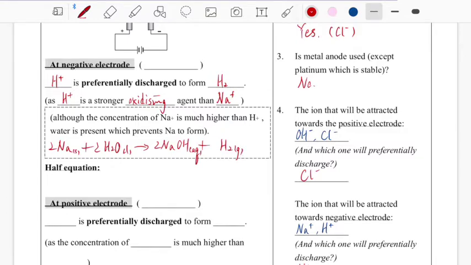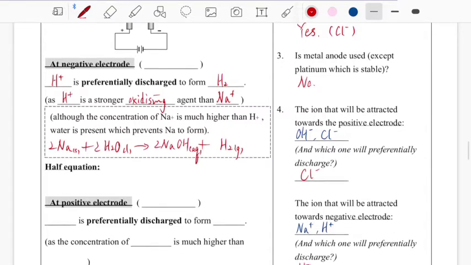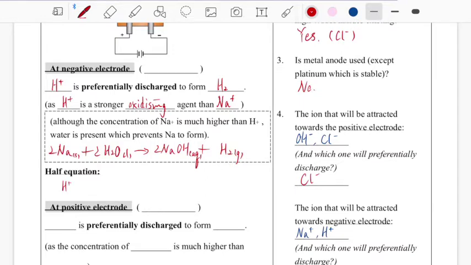Even though the concentration of sodium ion is much higher than hydrogen ion, and in principle it means sodium ion has a higher chance to undergo a reaction, as soon as sodium metal is formed, it will react with water again and go back to sodium ion. So in this case, sodium ion will not be discharged, and instead it's the hydrogen ion that is preferentially discharged. So that's at the negative electrode. In the half equation, again, it would be hydrogen ion that goes to hydrogen gas. So it will gain 2 electrons, and then we balance the equation. Since it gains electrons, that's our cathode.